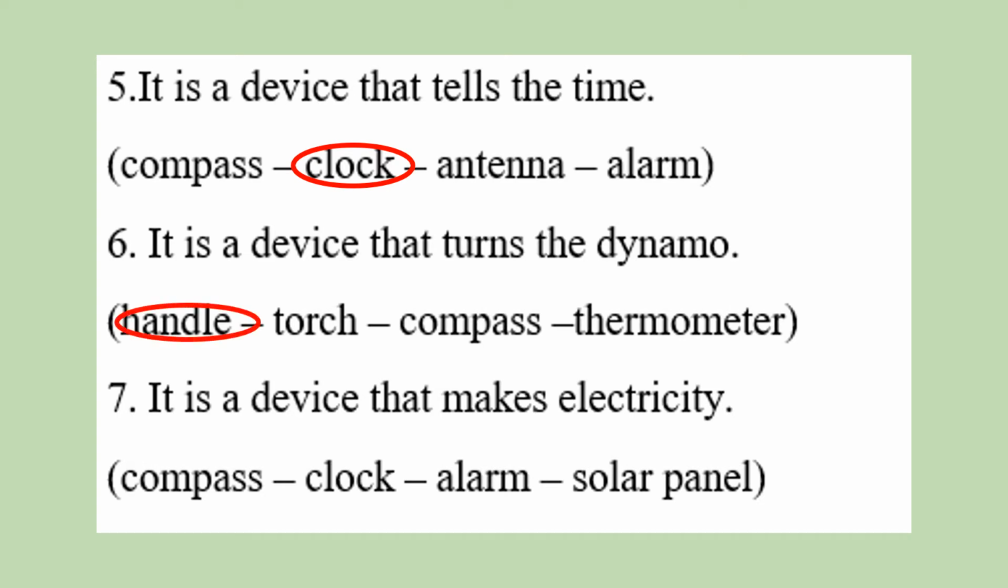Number 7, it is a device that makes electricity. Compass, clock, alarm, or solar panel. Very good. It's the solar panel. The solar panel is a device that makes electricity.